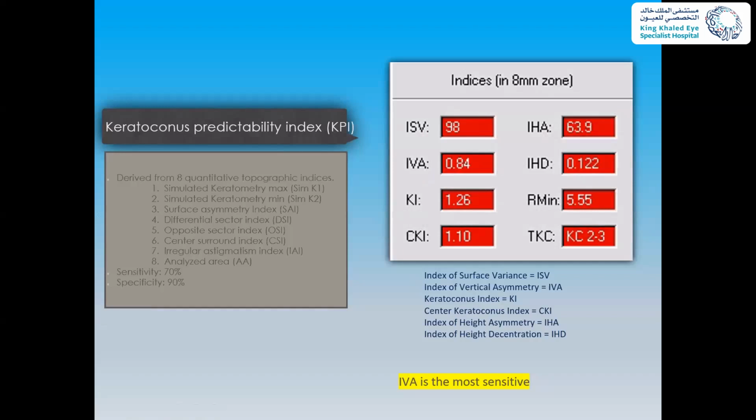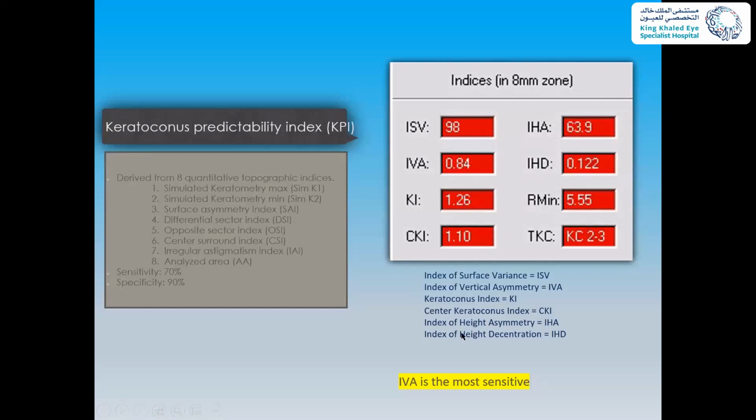So same thing, like we're talking about the K readings, inferior superior asymmetry. Height asymmetry is again the same thing. This is based on the elevations, okay? And the height decentration, they're talking about how much decentered the thickness is. So you use all these indices, and then you calculate the different indices, okay? One is KISA, one is KPI, one is CKI, one is KI, okay?